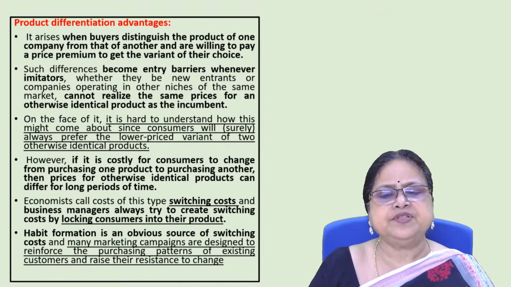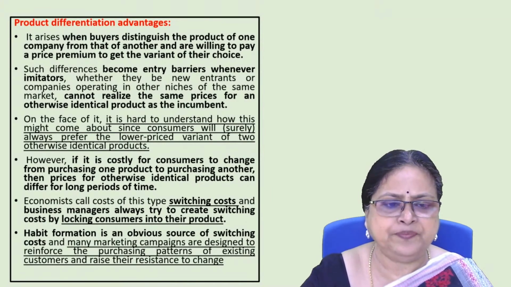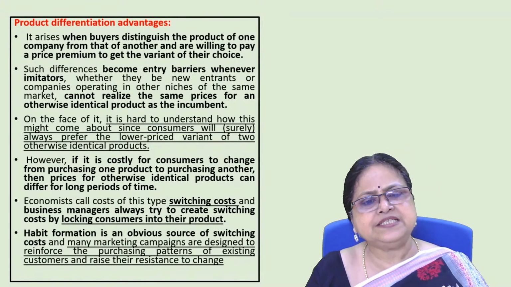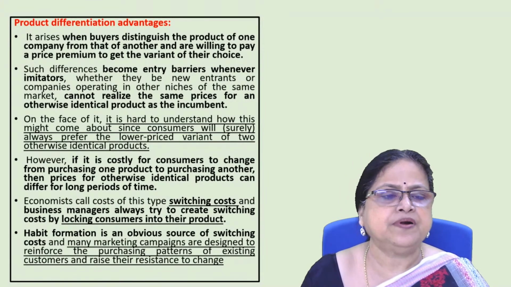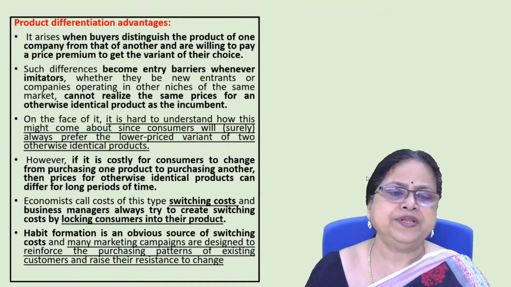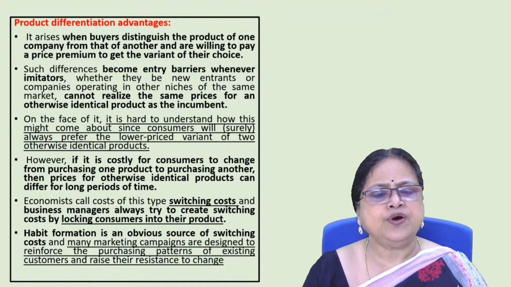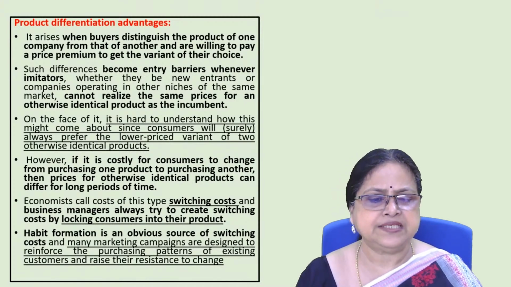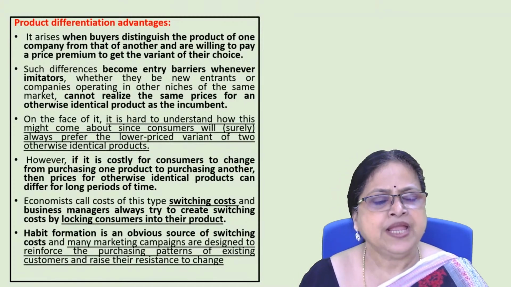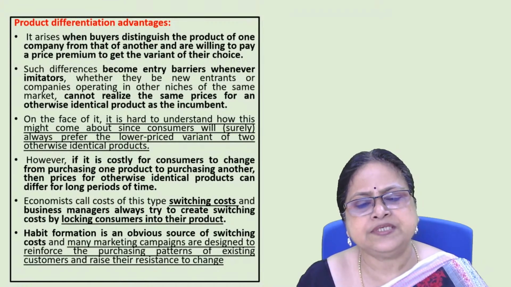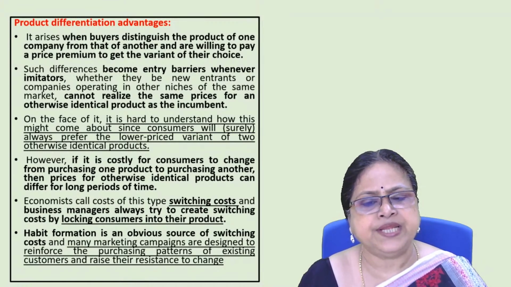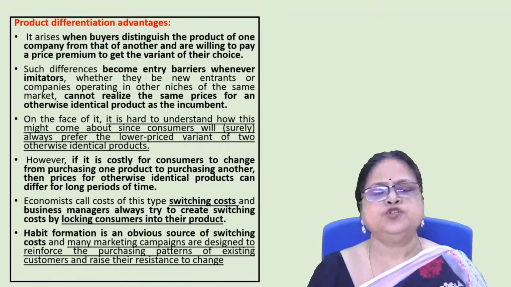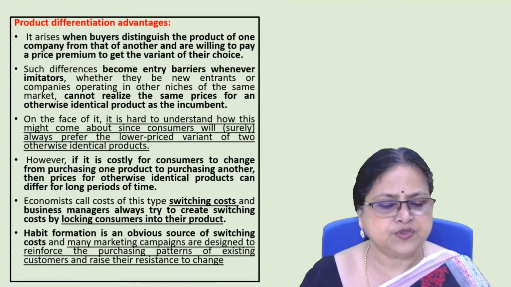However, if it is costly for the consumers to change from purchasing one product to purchasing another, then prices for otherwise identical products can differ for long periods of time. Economists call costs of this type switching costs, which we discussed in the case of Microsoft also. And business managers always try to create switching costs by locking consumers into their product. The consumers will be buying their products only.